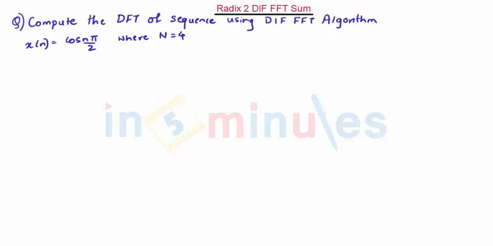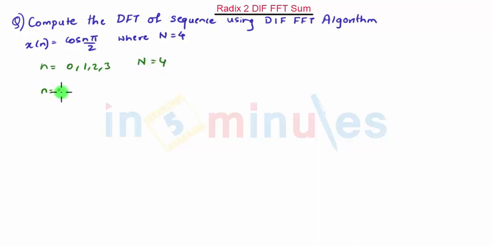The question states: compute the DFT of the sequence x of n equals cos n pi by 2, where the period is 4. We have to use here the DIF FFT algorithm. But let us first find out the terms where n is ranging from 0, 1, 2, 3.